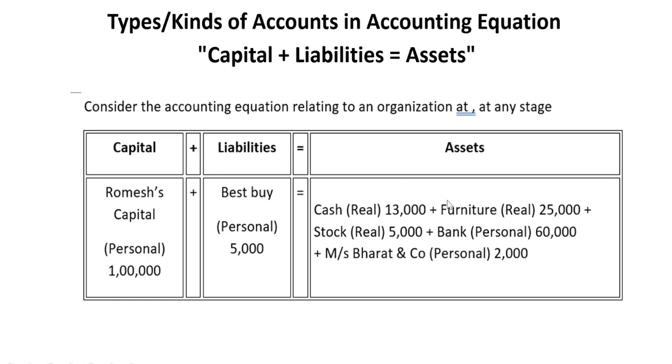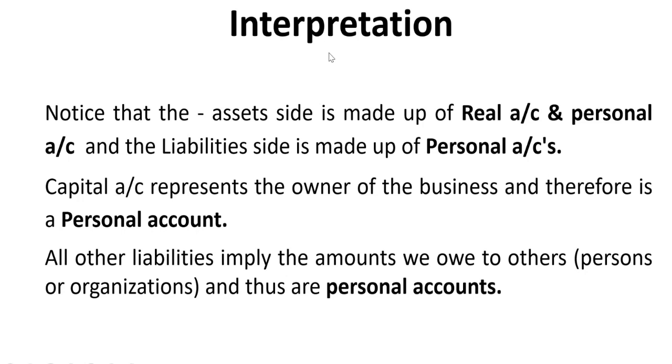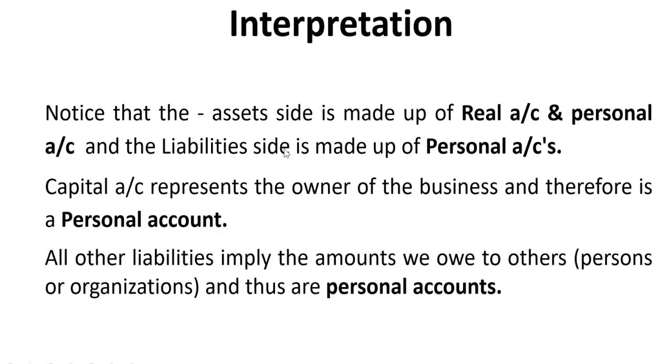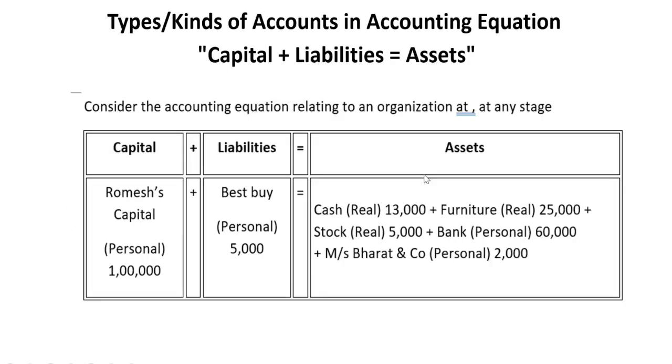Each and every heading, each and every ledger account is related to one of these three: 1, 2, 3, that is personal, real, or nominal. So now how can we interpret this? Notice that the asset side is made up of real and personal accounts. Go to the asset side, real and personal accounts. And we can say the liability side is made up of personal accounts. Yes, go to the liability side. This is for the personal account.